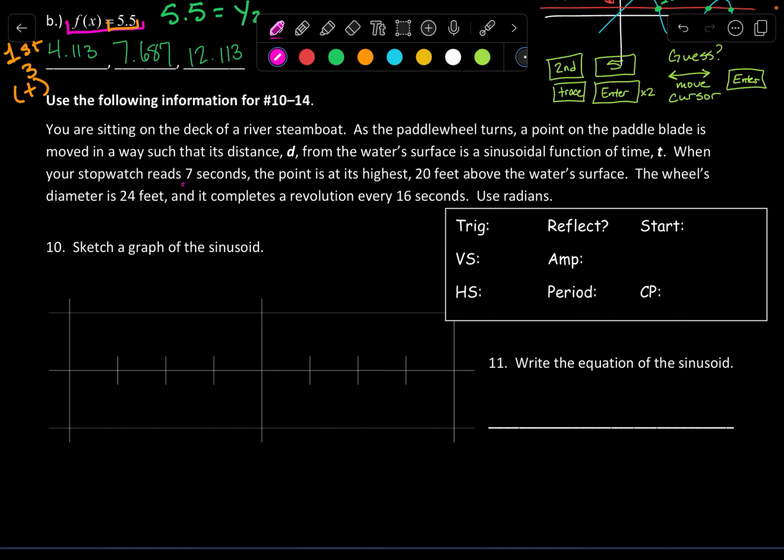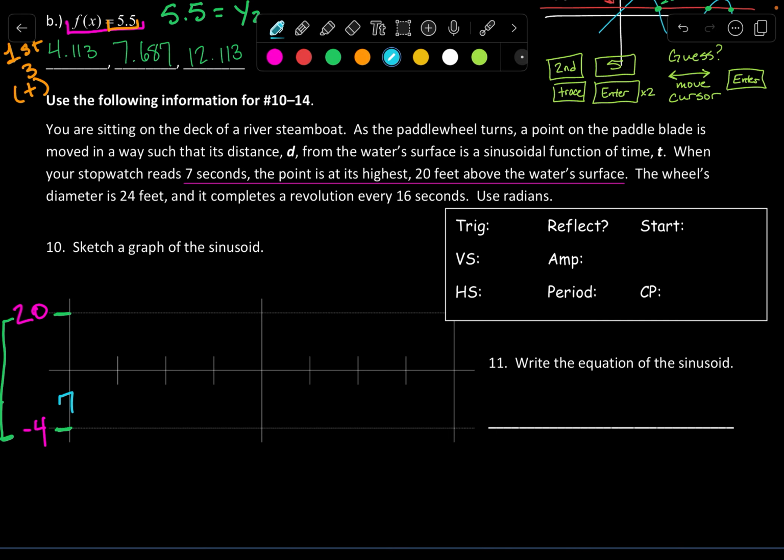So to let you know, a good starting point is always an extreme. Is there a maximum or a minimum? This question tells me that there's a maximum of 20 and that it happens when the stopwatch says 7 seconds. Next, the wheel's diameter is 24 feet. So if the highest point is 20, my lowest point needs to span 24 feet. So if you say, what's 20 minus 24? That brings me down to my lowest point, which is -4.